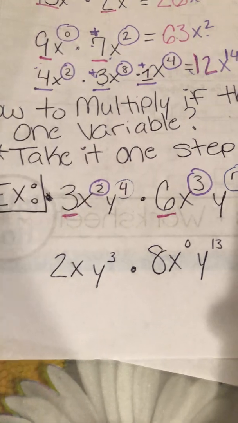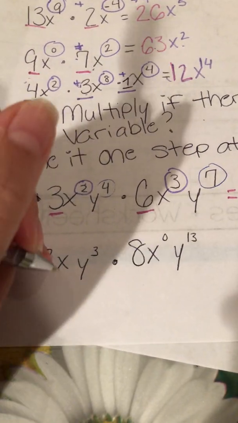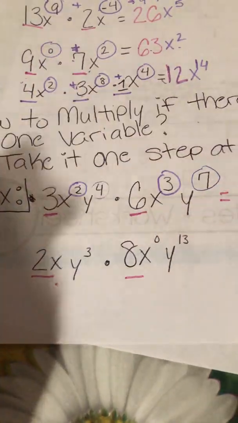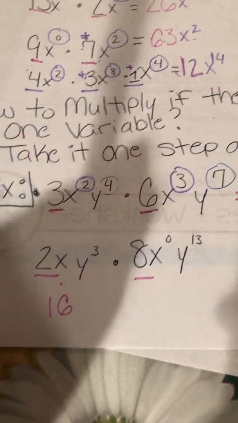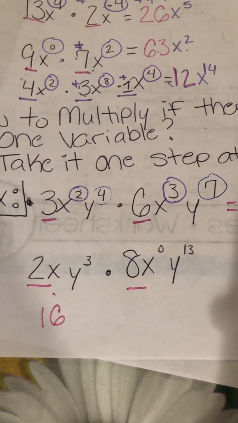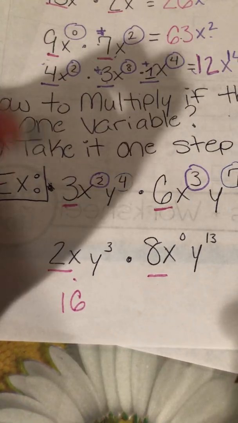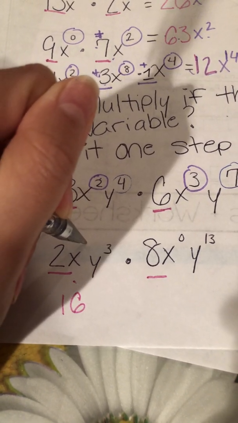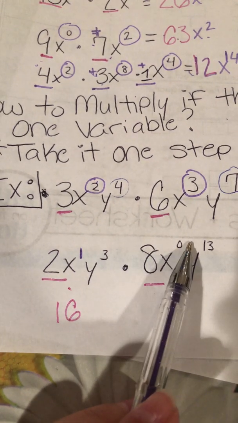And we'll do this one as well. So, first step, handle the coefficients. My coefficients are 2 and 8. Multiply them. 2 times 8 is 16. Then I work on my exponents of x. I have x to the nothing here. Remember, if it's x to the nothing, it's x to the first, times x to the 0.